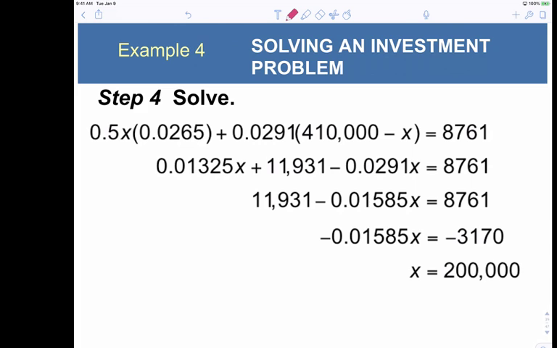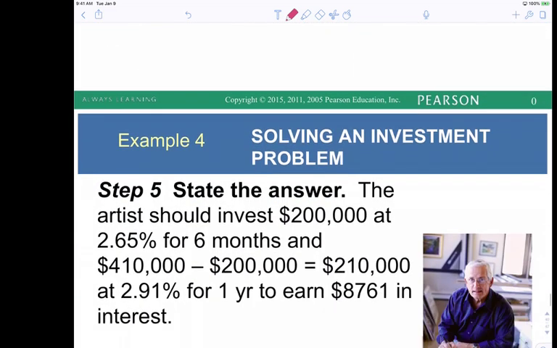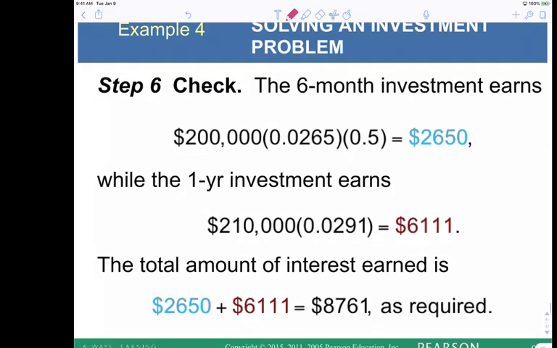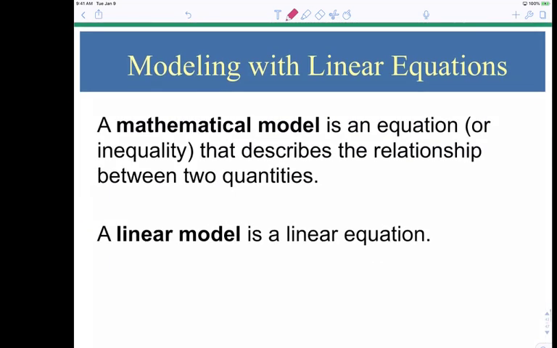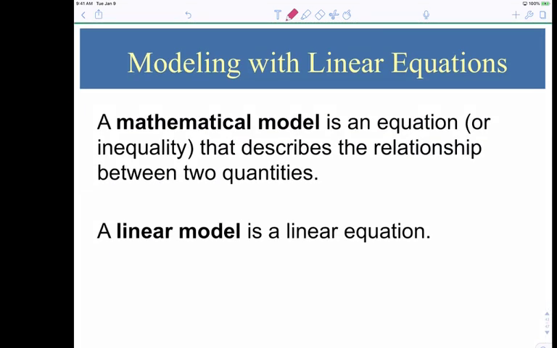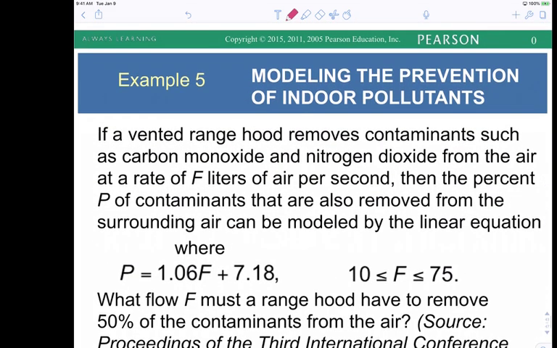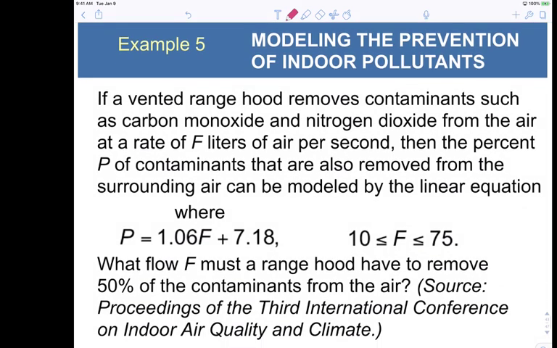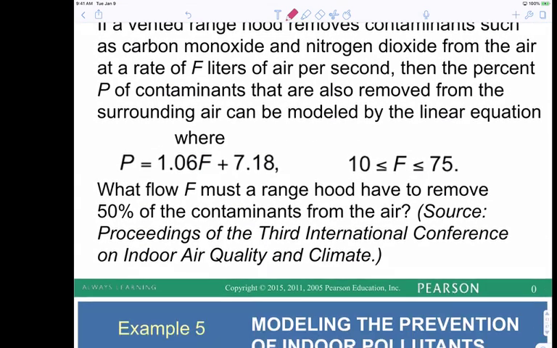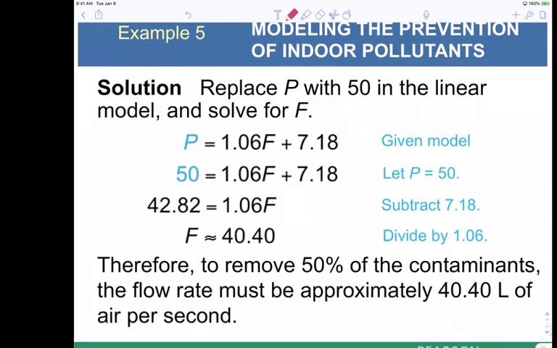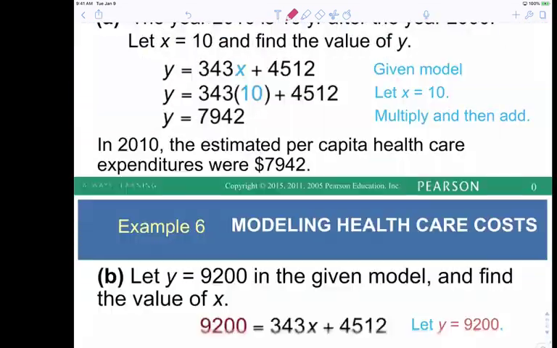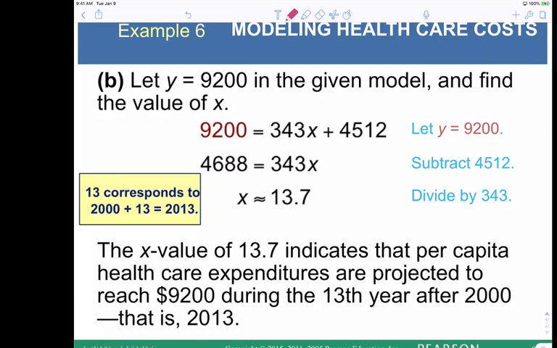All right, I'm going to finish out this section. We got that result. We checked it in the context of the original. So a math model is an equation or inequality that describes a relationship between two quantities. A linear model is going to be a linear equation. This example, I'm going to leave as an exercise for you. All right. So with that, we finish out section 1.2.